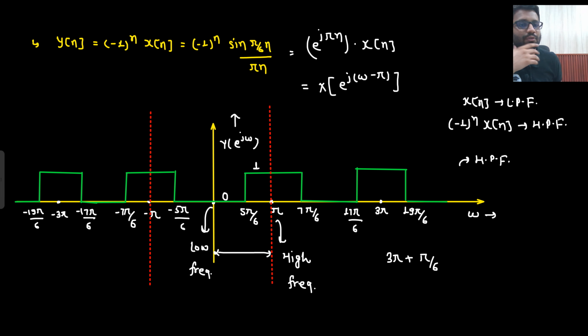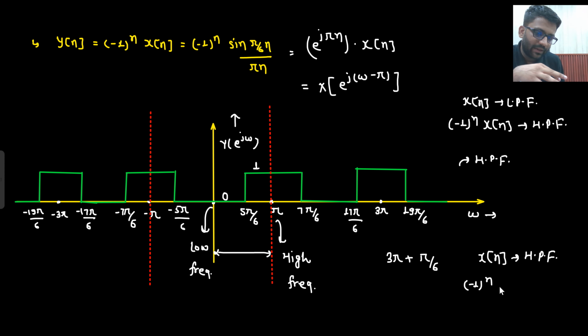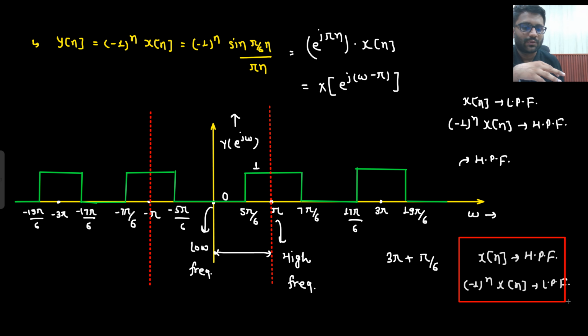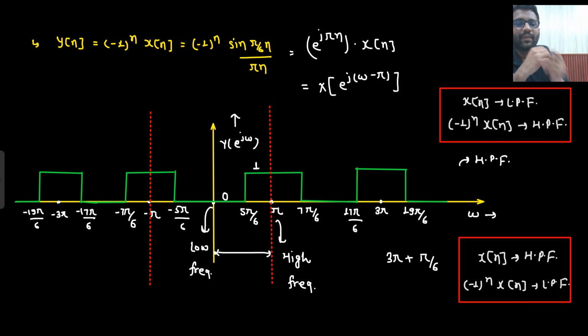And the opposite process is also true. What if I say that x of n is a high pass filter? So what will be your minus 1 to the power n x of n? That would be a low pass filter. This opposite process is also true. So multiplying with minus 1 to the power n, what will it do? It converts low pass to high pass, and high pass to low pass.